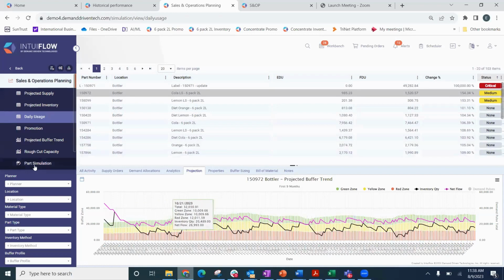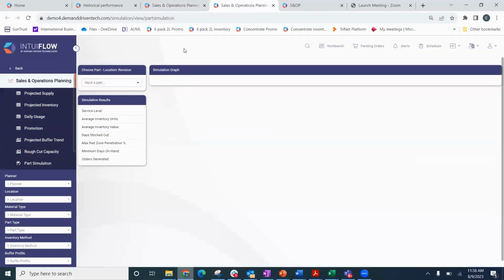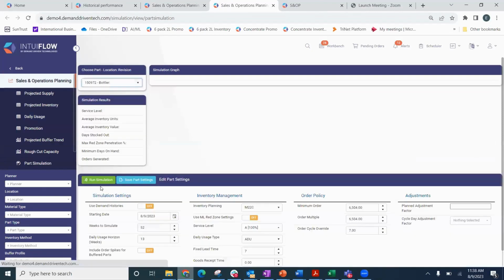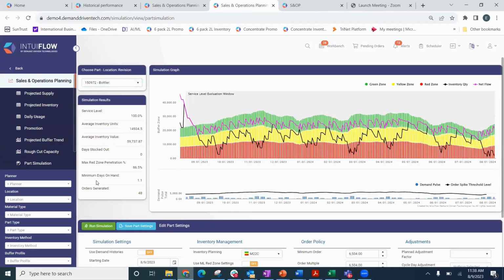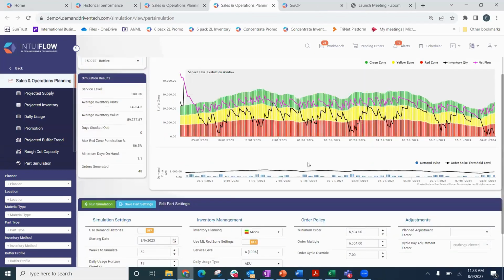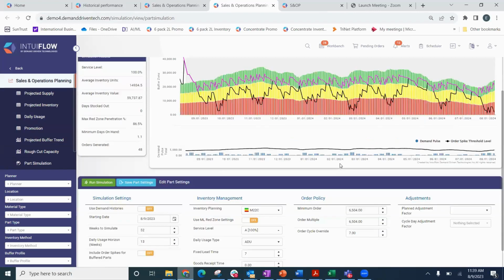And this is where we can go to our part simulator. And what we can do here is we'll take that item, it was 150,972, it's this guy right here, and we can rerun that simulation. We'll see the same result that you just saw in that buffer projection. But now we have a chance to think about what would we do as a model configuration. These are those changes that we're making to give us more agility and resilience.